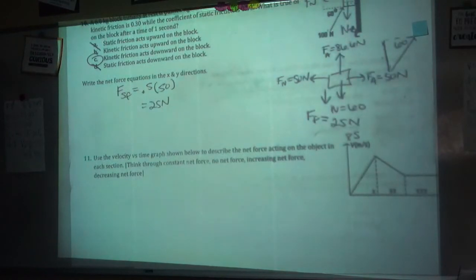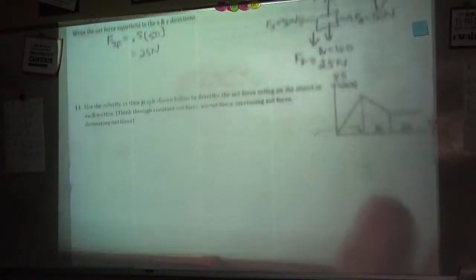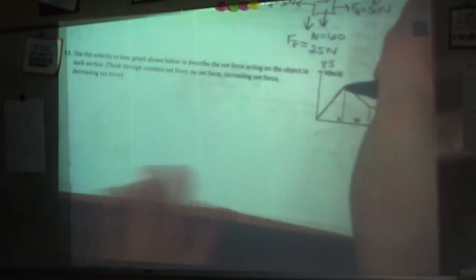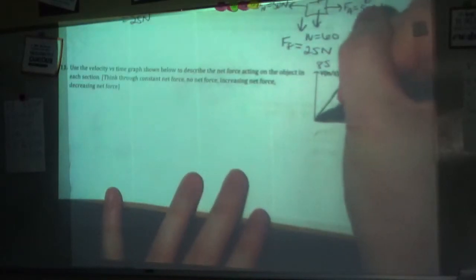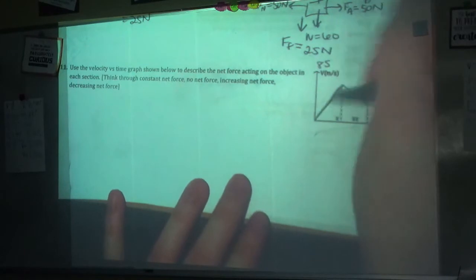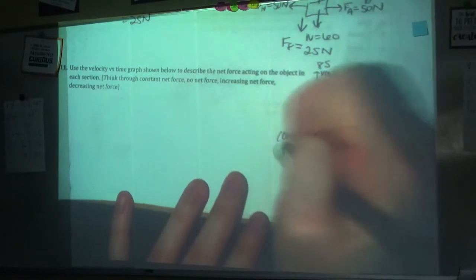Number 11. Velocity versus time, we want to describe the net force on it. So is it a constant net force, increasing net force, decreasing, or zero, etc.? So here, this one is a velocity versus time graph. So my velocity is changing. I have an acceleration. Because the slope is constant, that means it's a constant acceleration and it's positive. So this would be a constant positive net force.